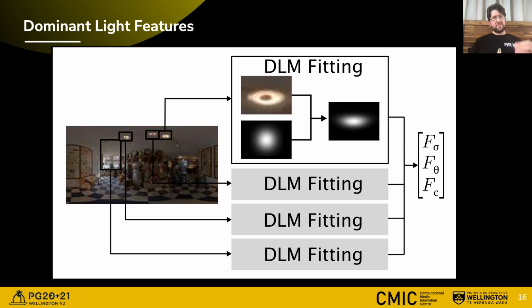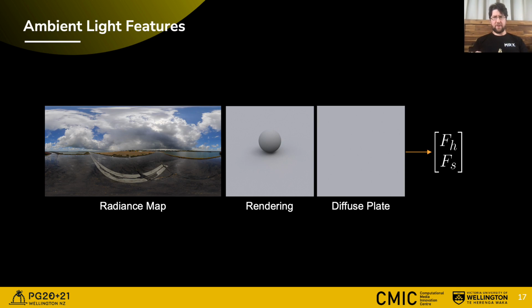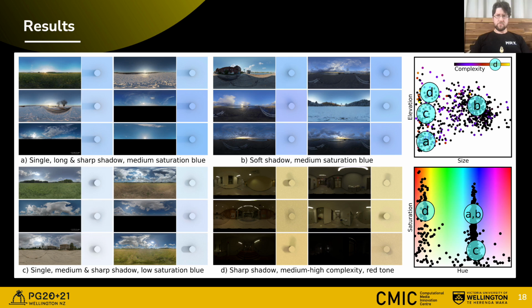The end result is that we have a set of dominant light sources and a model that fits each one. We then infer a small set of features, F, sigma, theta, and C, from those models. Effectively, sigma and theta is the size and elevation of the most dominant light source, and F and C summarize the effect of multiple light sources. The features here, FH and FS, are the hue and saturation. We get this by taking a Radiance map and rendering a diffuse plate and taking the hue and saturation value from that diffuse plate. The end result is the illumination space, which is on the right here.